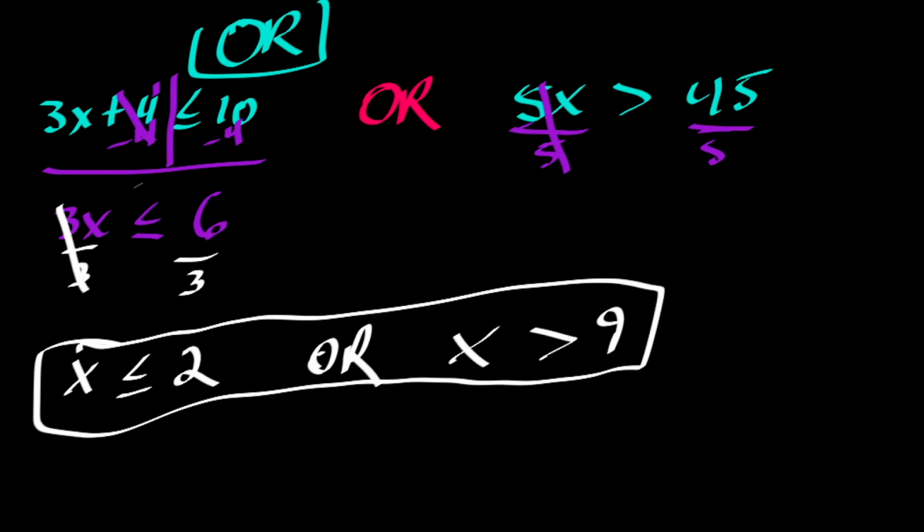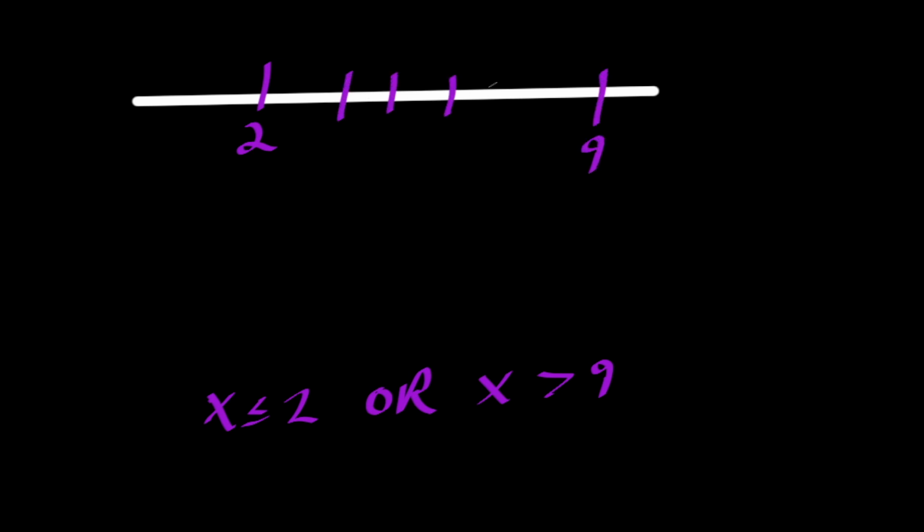I'll try to do it as quick as I can to save some time. Here's a graph. Let me rewrite it: x less than or equal to 2, or x greater than 9. Let's make this point 2, and we'll make this point 9, and then obviously all the other points are just in between 2 and 9. I won't waste your time writing all those out. Let me just add a few over here too.